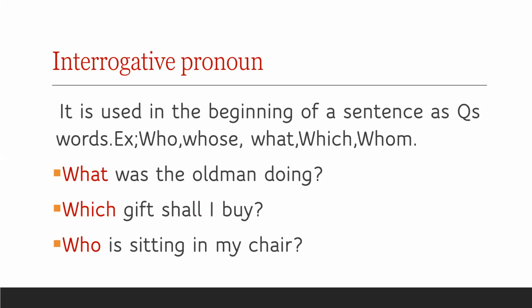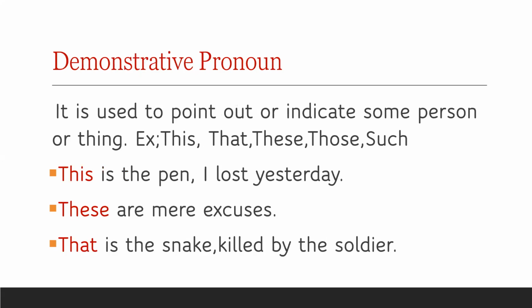Next is interrogative pronoun. It is used in the beginning of the sentence to ask questions, and these are mostly question words. For example, who, whose, what, which, whom. What was the old man doing? Now, what here is interrogative pronoun. Which gift shall I buy? Which, interrogative pronoun. Who is sitting in my chair? Who here is interrogative pronoun.